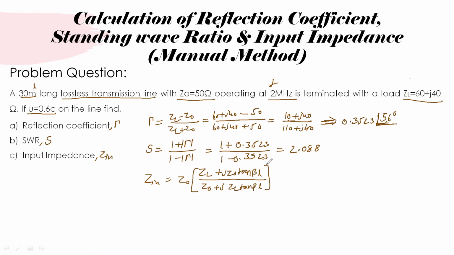In order to get all these values, we have to do a little more simplification. The velocity is given. We have the ratio with respect to beta, that is u equal to omega by beta.